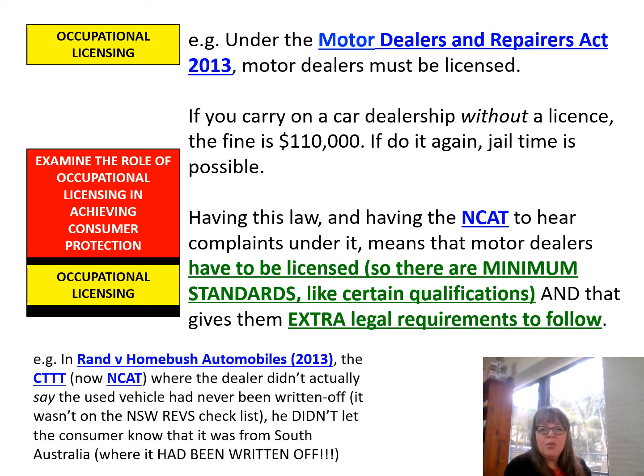In Rand v Homebush, the CTTT, which is now known as NCAT, this is where the dealer didn't actually say that the used vehicle they sold had been written off. It wasn't on the New South Wales REVS checklist. If you're buying a second-hand car, you go and look up NSW REVS to see if there's money outstanding or if it's been in a major accident. So the dealer here didn't let the consumer know that the car was actually from South Australia and it had previously been written off in an accident. If a car's been structurally damaged to the point where it's written off, it's generally compromised, and you should never buy a car that's been in a major accident.